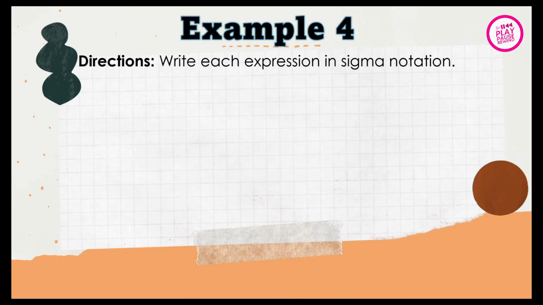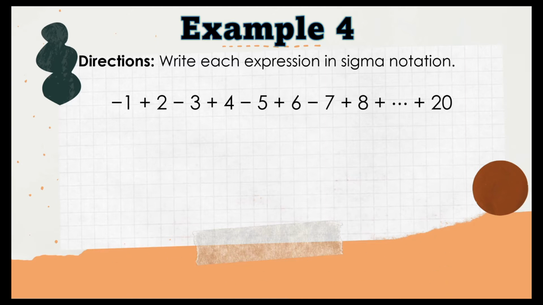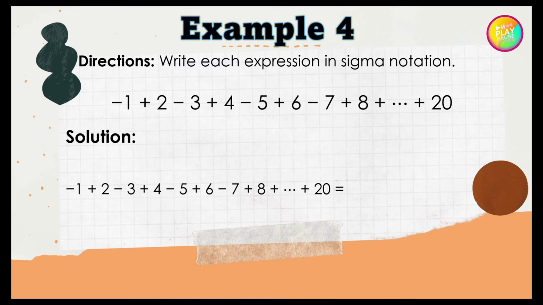Example number 4. Directions: write each expression in sigma notation. Negative 1 plus 2 minus 3 plus 4 minus 5 plus 6 minus 7 plus 8 plus up to plus 20. To solve, let's observe the terms. The sign repeatedly changes from negative to positive, but the terms are increasing by 1.